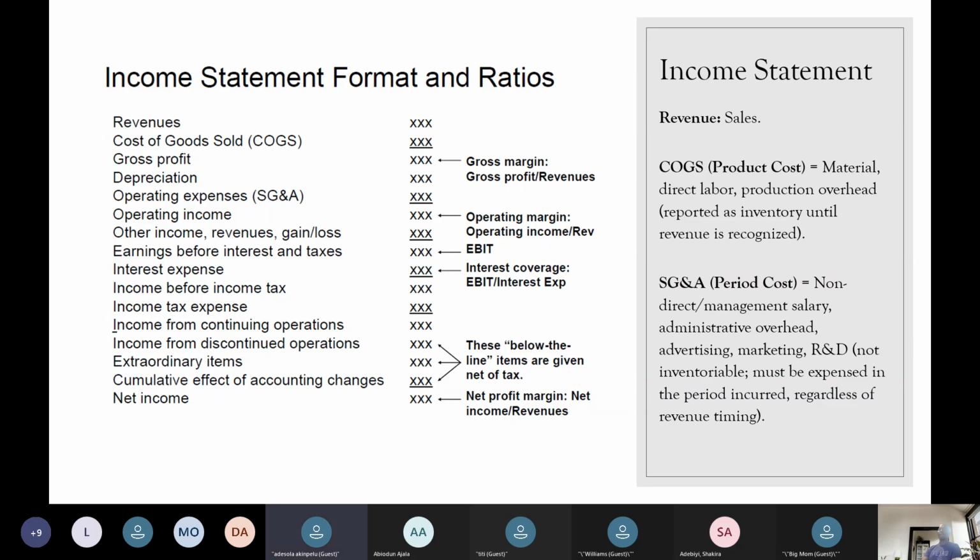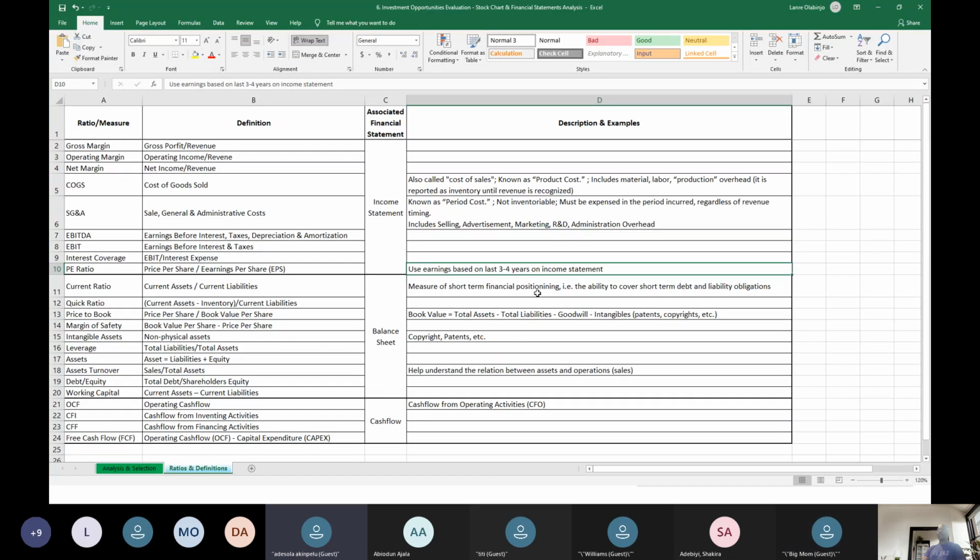Price to earning ratio. Is that the price per share? Yeah, you are on the right path, but you're not done. Okay, keep going. It's price per share, but what else? Is it divided by the revenue? I don't know. Look at my screen. I'll help you out.